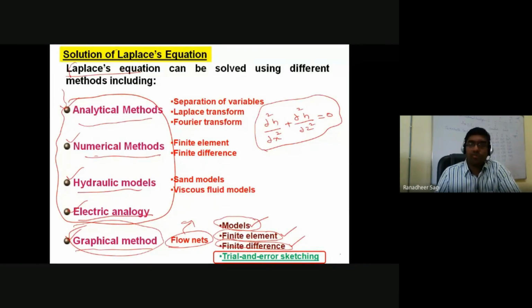However, we are going to be looking only at the trial and error sketching approach. Based on this approach only, we are going to construct the flow net diagram. After constructing it, we will try to estimate the quantity of seepage happening, or the rate with which the flow is happening. All that we can try to calculate.